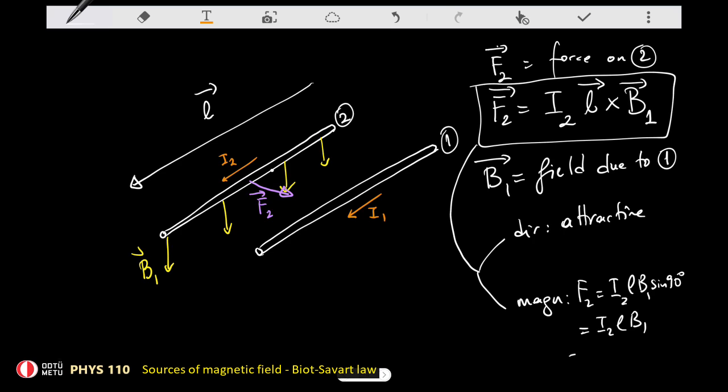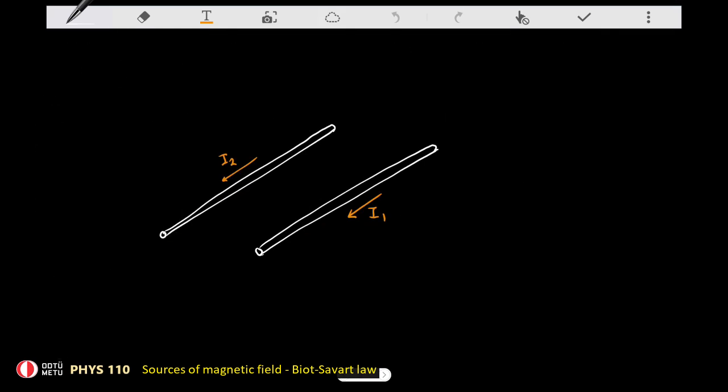And for B1, I'm going to use the infinite line result, so that's mu0 I1 divided by 2 pi r. We don't have much space left in here, but I'm going to repeat this calculation and discuss the magnitude later at some point. Okay. So the force is attractive, and we can also compute its magnitude. I'm going to do the same discussion, but this time I'm going to compute the force on the first wire.